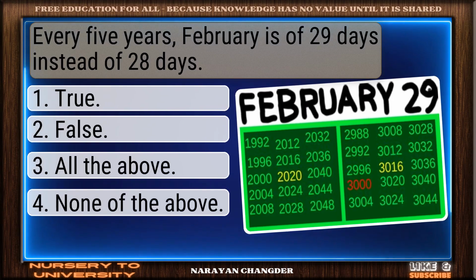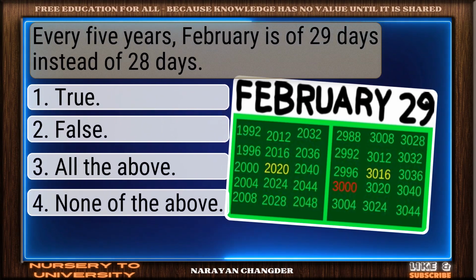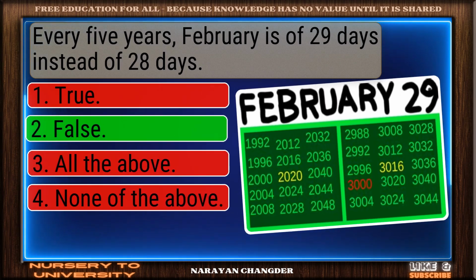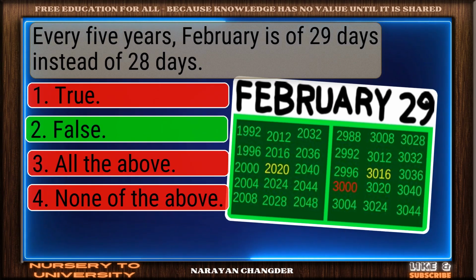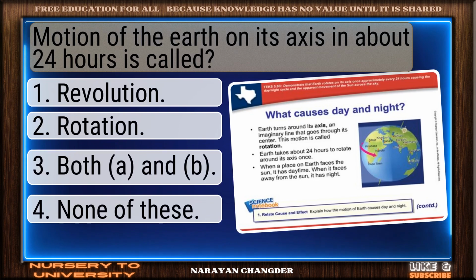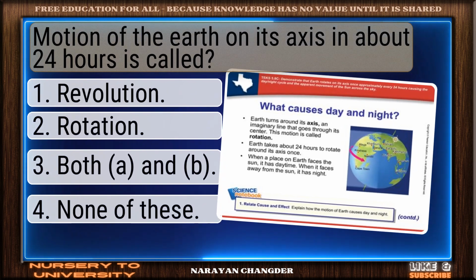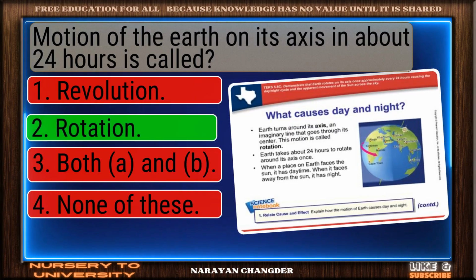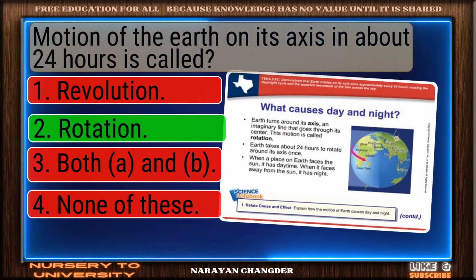Every 5 years, February is of 29 days instead of 28 days. Smart pick. False is the correct choice. Motion of the Earth on its axis in about 24 hours is called... Strong choice. Rotation is the right answer.